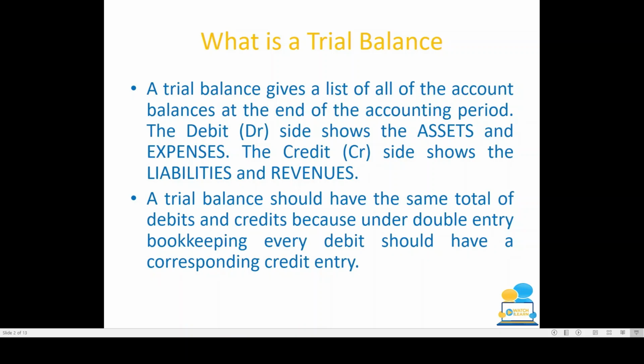As in question 1, you're given a trial balance and you're asked to prepare a profit and loss and balance sheet. A trial balance should have the same total of debits and credits because under double entry bookkeeping, every debit should have a corresponding credit. So obviously at the end of the accounting period, your trial balance should balance and the debit and credit balances should be the same.